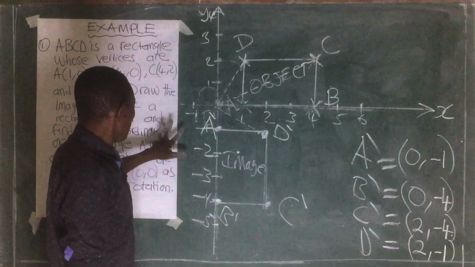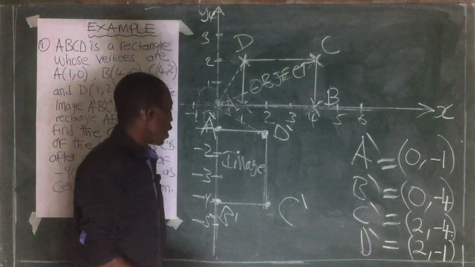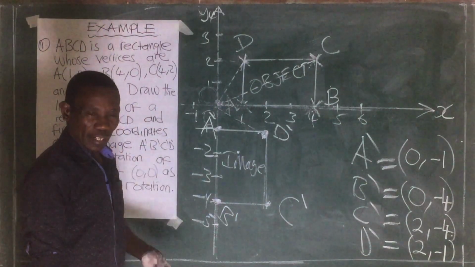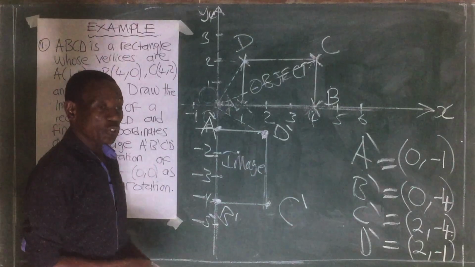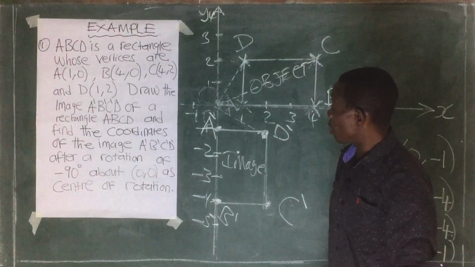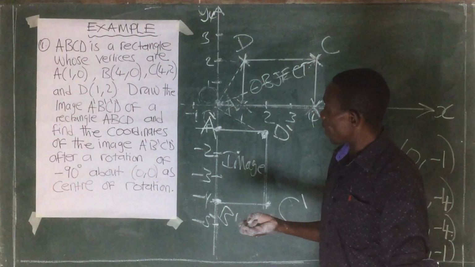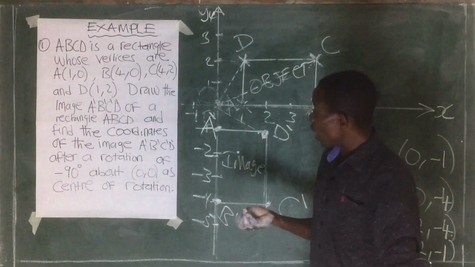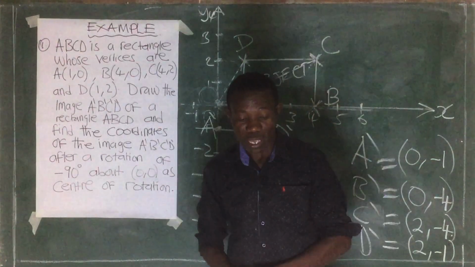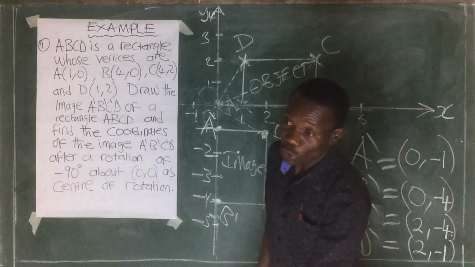Right. So the next activity that we'll have is where you'll be given the object and the image. The question now will come in. They may ask you to locate the center of rotation, and again ask you to come up with the angle of rotation. So if we are given an image and the object, how do we come up with the center of rotation and angle of rotation? That will be our next discussion in the next video to come.